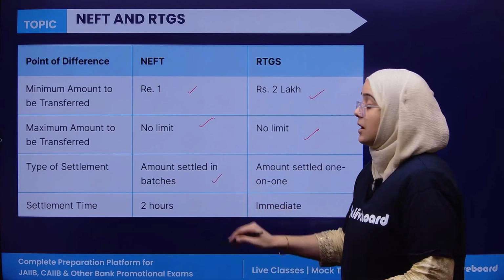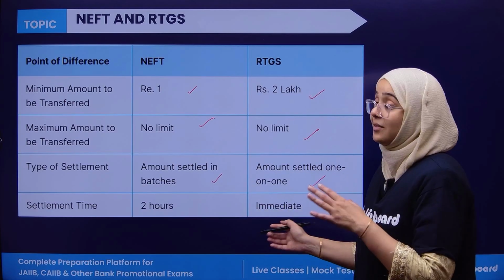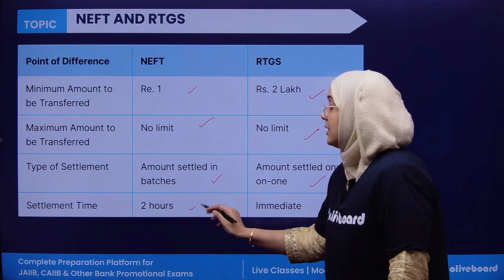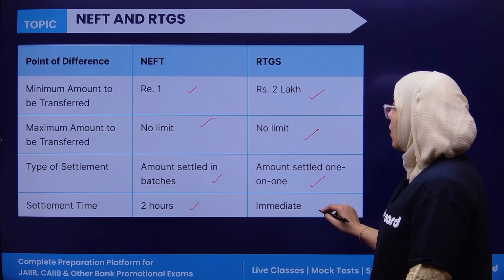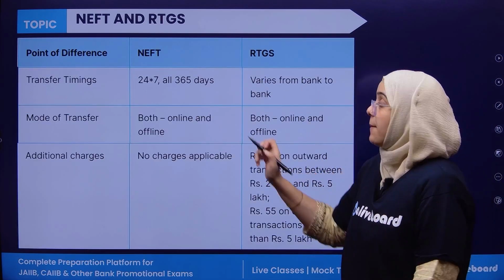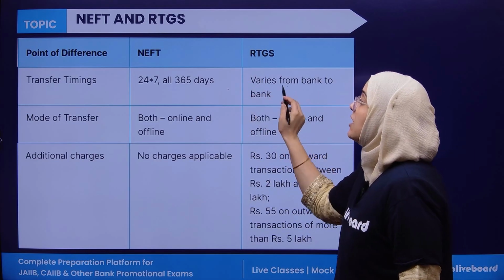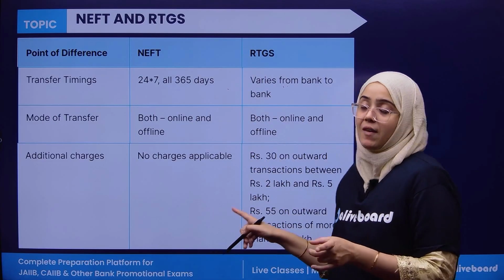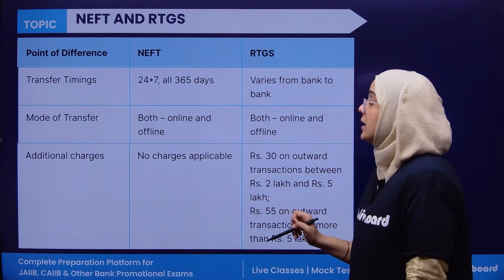Here, settlement is done in batches. Here, settlement is one-on-one. Here, time taken for the settlement is 2 hours. Here, the settlement is immediate. Next, transfer timing, it is available. Both are available 24/7, 365 days, including bank holidays.